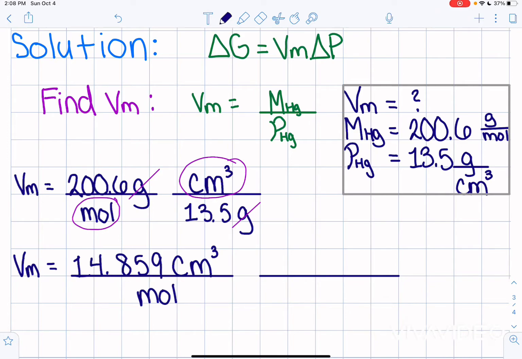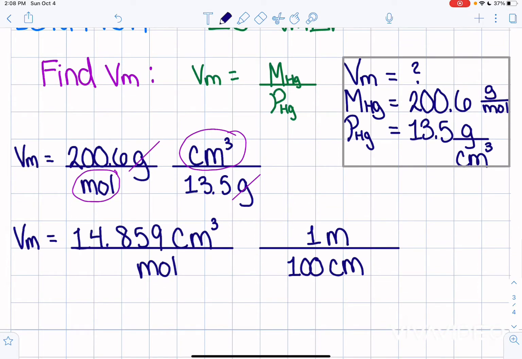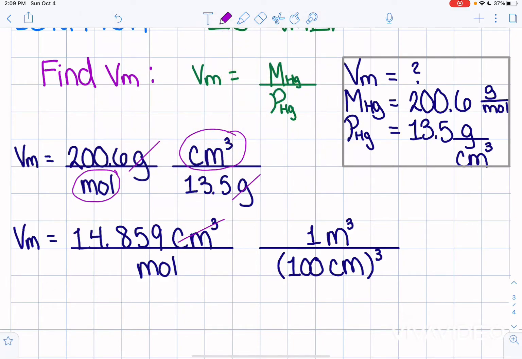So the way that we are going to do this is, you may remember that there are 100 centimeters in every 1 meter, right? But we must also remember that we are going to cube it. So everything in here will be cubed, and so will everything in here. And if you don't want to write the 1 as a cube, you can also just write it like this. Okay? And then I'm just going to cancel out my centimeters cubed. We end up with meters cubed over moles.